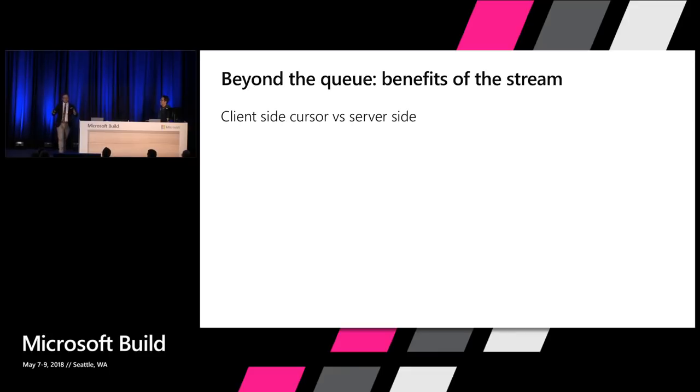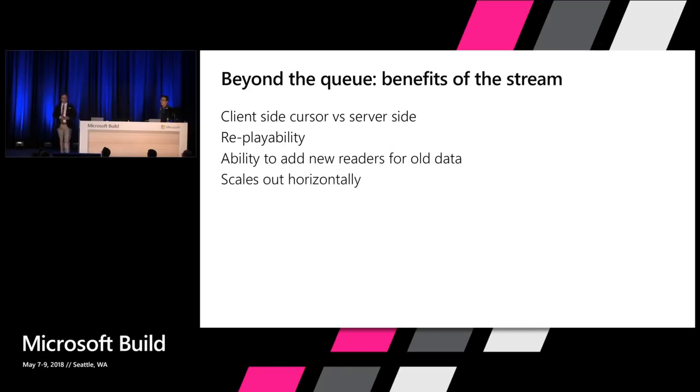On a log, you're actually using a client-side cursor where you just connect at a point that you're interested in and you read forward from there. Both Kafka and Event Hubs give you the client-side cursor. And they're both replayable. I already mentioned that, but it's pretty important because you can add new consumers to read yesterday's data, and it's not destructive. Oh, hey, that's the one I was going to do next. And they scale out horizontally.